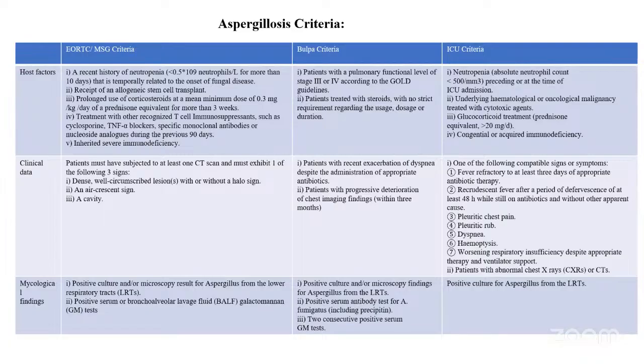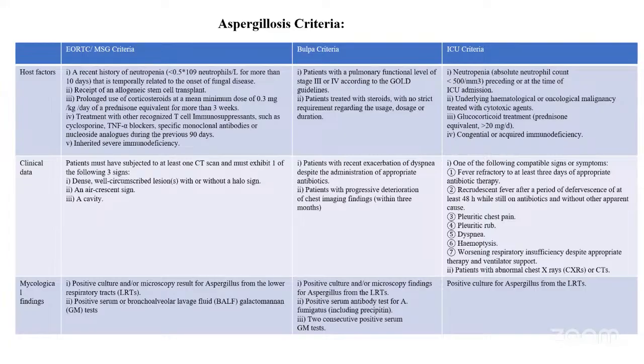Clinical data include a patient with recent exacerbation of dyspnea despite administration of antibiotics and progressive deterioration of chest findings. In mycological findings, positive culture or microscopy findings for Aspergillus. In lower respiratory tract infection, a positive serum antibody test for Aspergillus fumigatus and two consecutive positive serum galactomannan tests.